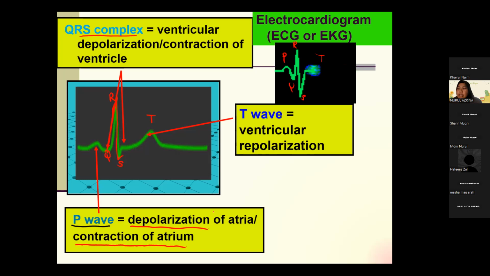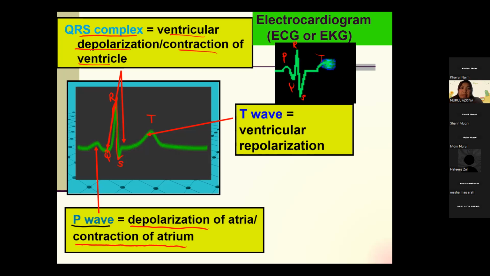Okay, what about the QRS complex? So for the QRS complex, remember what happened during this wave? The signal is passed down from the bundle of His, then spreads to the Purkinje fibers, through and then to the wall of both ventricles and causes the ventricles to contract. So this wave indicates ventricular depolarization, or contraction of the ventricles.